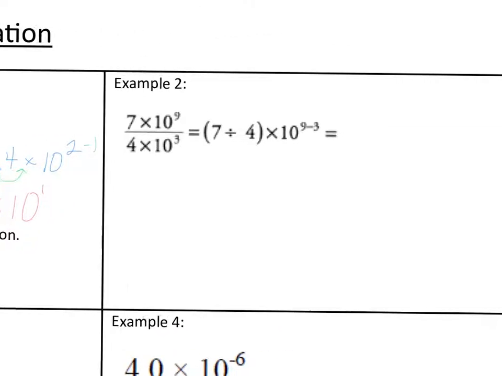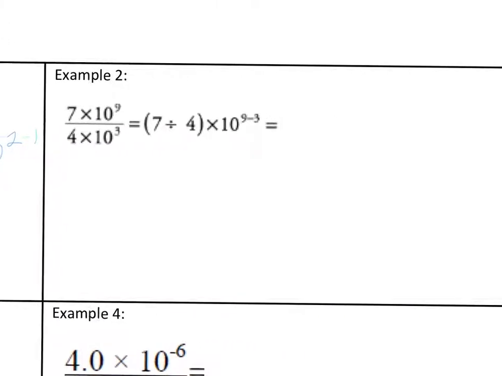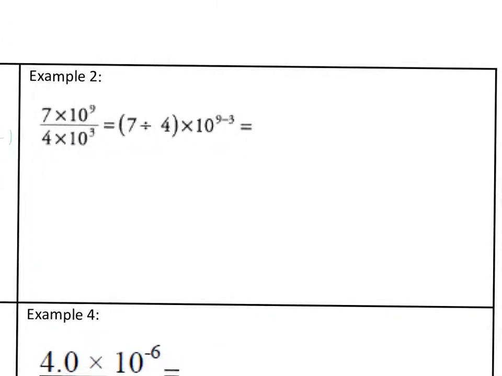Let's take a look at number 2. It's still a division problem. This time it's written as a fraction, but it's still the same thing. We have 7 divided by 4. 7 times 10 to the 9th over 4 times 10 to the 3rd. So we know we're going to divide our constants of 7 divided by 4, which is 1.75, times 10 to the 6th, because 9 minus 3 is 6.